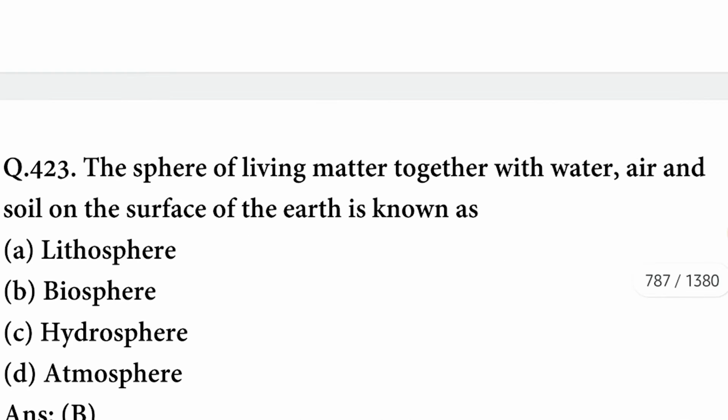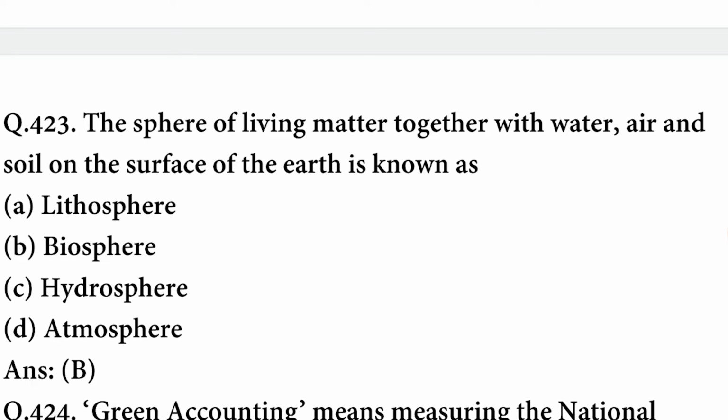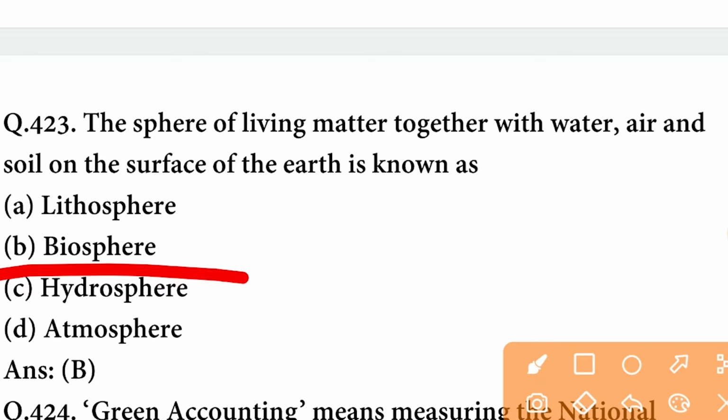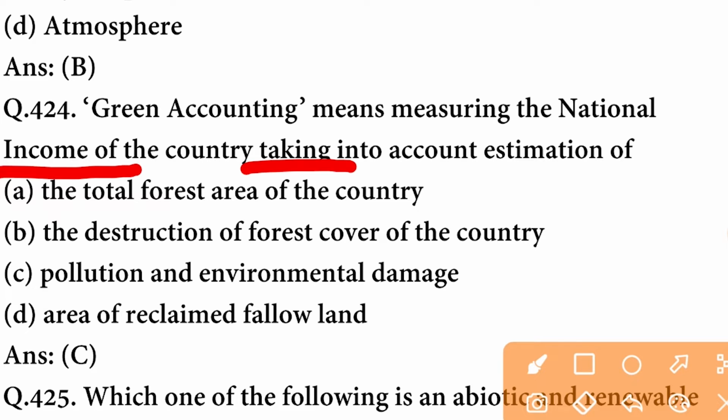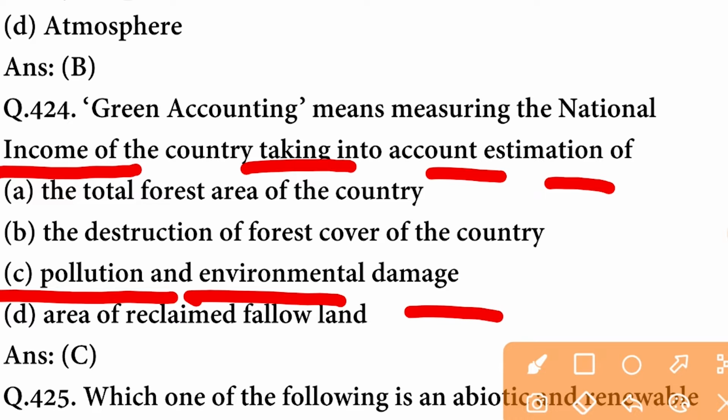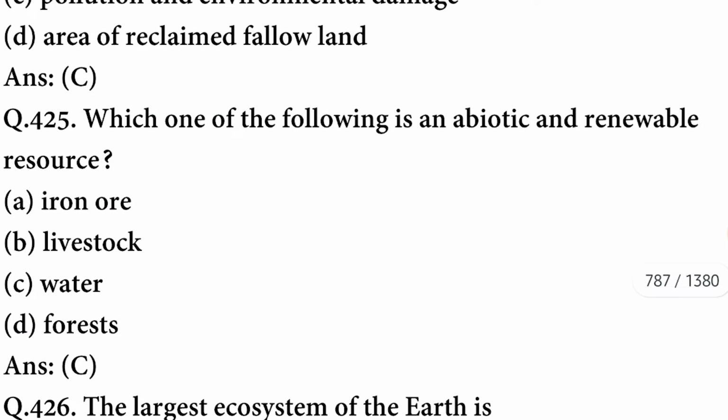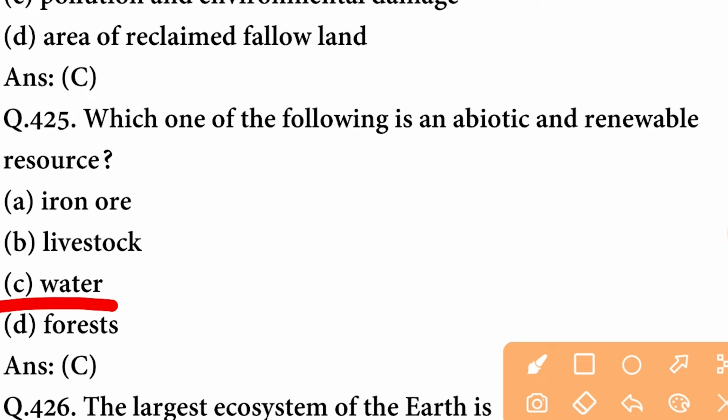The option is correct. The sphere of living matter together with water, air and soil on the surface of the earth is known as biosphere. B option is correct. Green accounting means measuring the national income of the country taking into account estimation of population and environmental damage. C option is correct. Which one of the following is an abiotic and renewable resource? It is water. C option is correct.